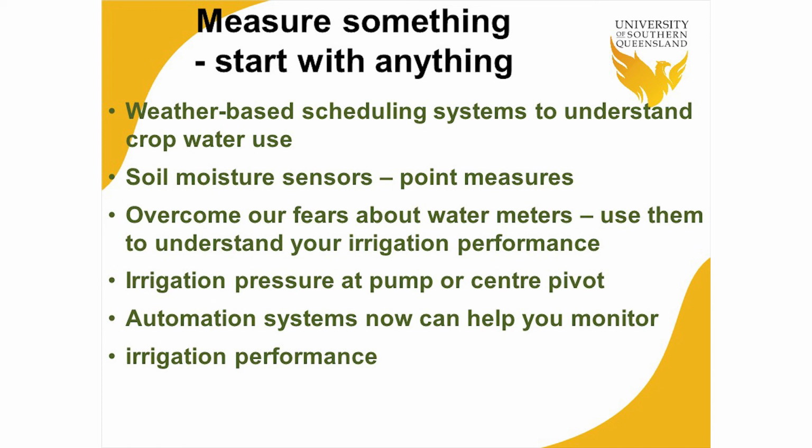Simple things like irrigation pressure at the pump or the centre pivot, shifted to you and translated so that it actually gives us good information, is essential to understand the performance of your system. And as I said before, remote control systems now allow you to translate some of that information to your hand, to your smartphone, so that you can actually monitor these things regularly. This will all help you with improving your irrigation performance. So just start somewhere. That's the important thing.